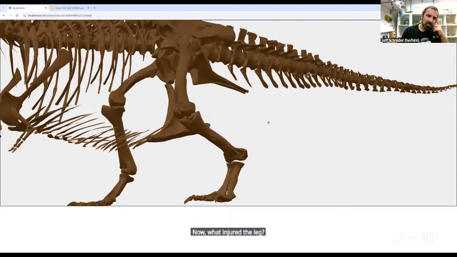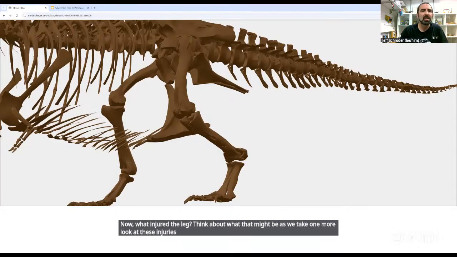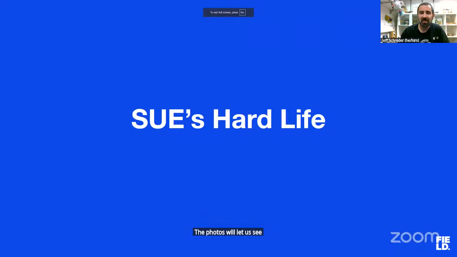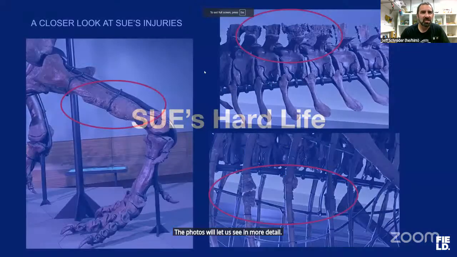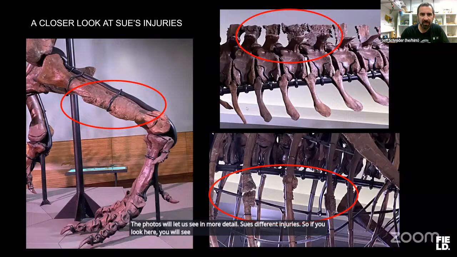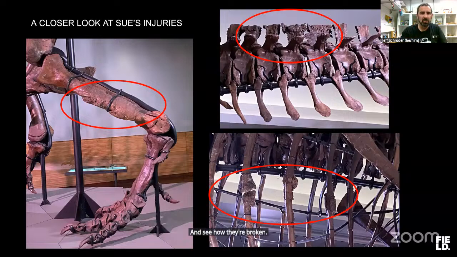Think about what that might be as we take one more look at these injuries in some photos. The photos will let us see in more detail Sue's different injuries. So if you look here, you will see the ribs once again at the bottom and see how they're broken and all kind of growing back.